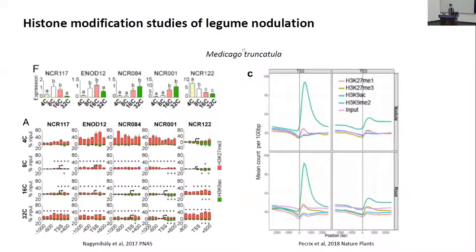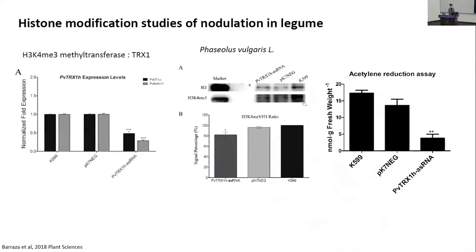And as for histone modifications, previously by performing ChIP-qPCR, the expression of 5 genes was found to correlate with the level of H3K27 trimethylation and H3K9 acetylation. Besides this, a statistical account of 4 histone modifications was published previously. And also, by knocking down the H3K4 trimethylation methyltransferase in common beans, nitrogen fixation was inhibited.